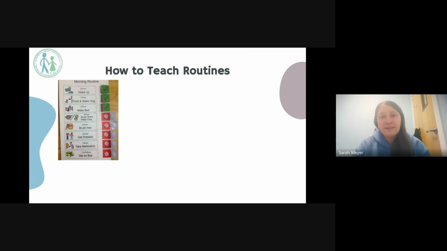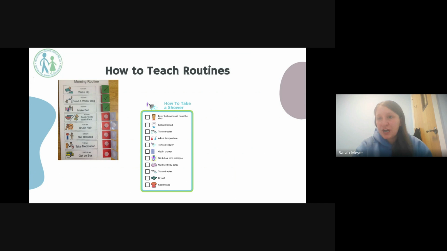So some examples, a picture schedule is really great for maybe some of our younger kids or kids who aren't really fluent readers. It brings in that checklist. It helps break down each individual step. As you can see in this morning routine, there are quite a few steps. So this would be something that would need to be built upon.